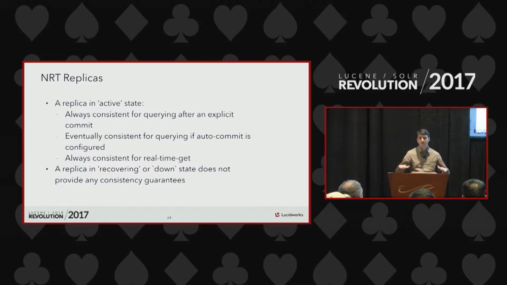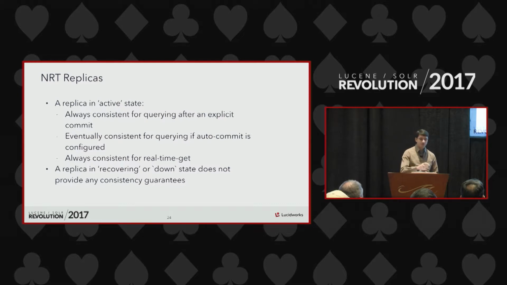If you stop indexing, after a certain amount of time the auto commit kicks in, and then you will have the same number of documents everywhere. For real-time gets, they are always consistent. If you add a document, as long as you got an acknowledgement and the replica is in active state, you will always get back that latest document. If the replica is in recovering or down state, then we do not provide any consistency guarantees.